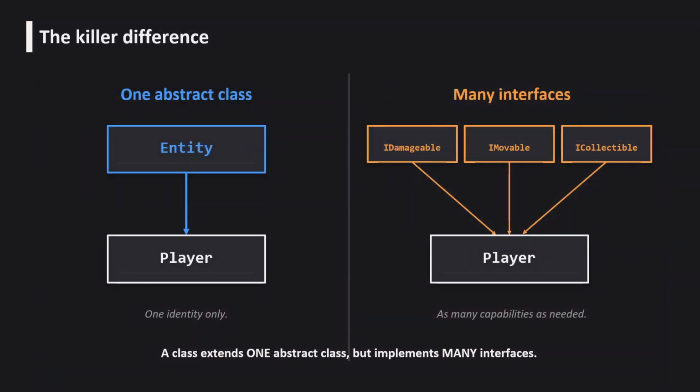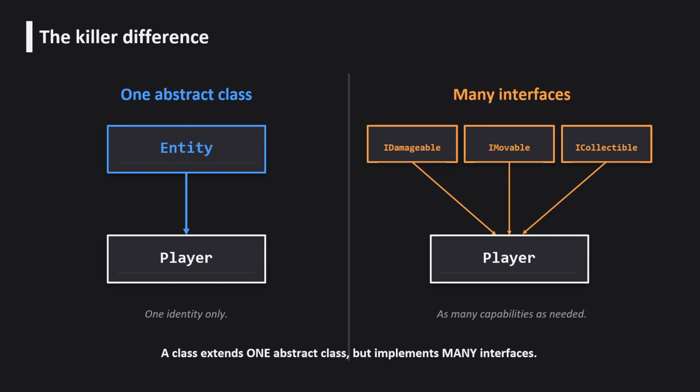So what is the killer difference? This is the practical kicker, the thing that determines real world choices. A class can extend exactly one abstract class. You only get one parent, one identity, but a class can implement as many interfaces as you want, as many capabilities as you want. So let's say we are making interfaces called IDamageable, IMovable, ICollectible, and all those capabilities can be filled inside the player entity.